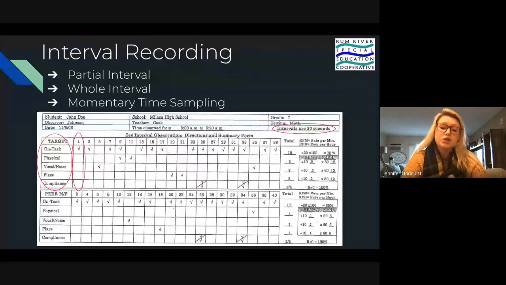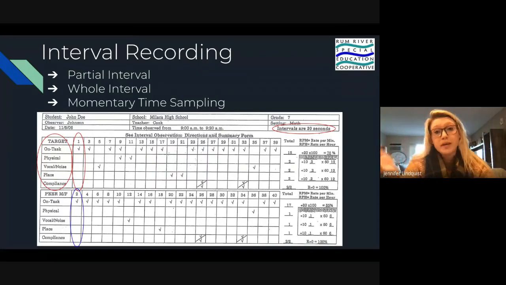And this one's really nice too because it also gives a peer comparison. So that second one, the blue one on the bottom, is when you're comparing that target student's behavior to a peer to kind of compare their data at the end.